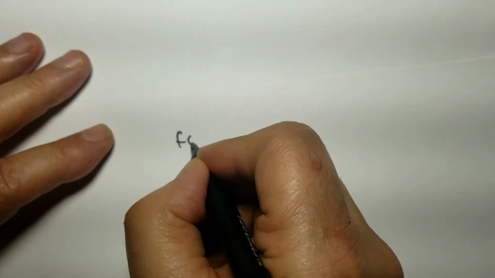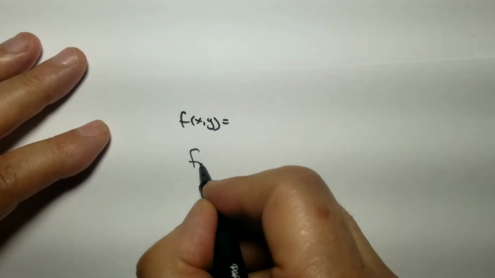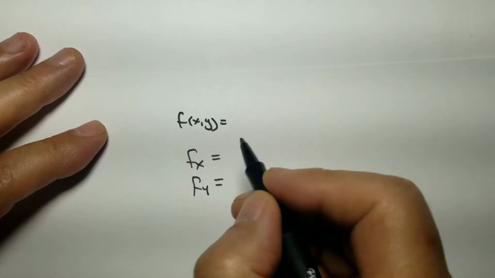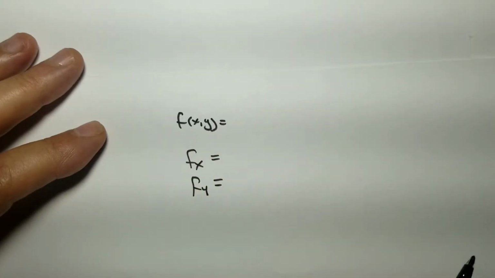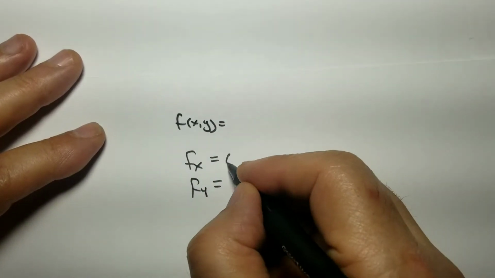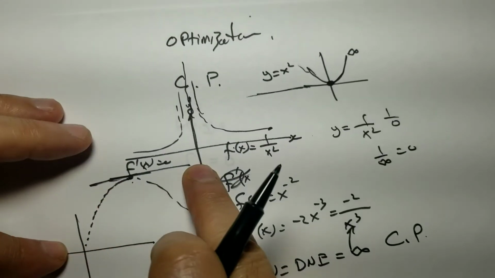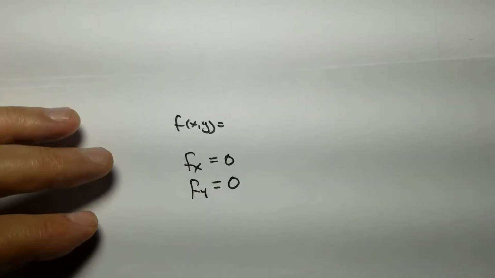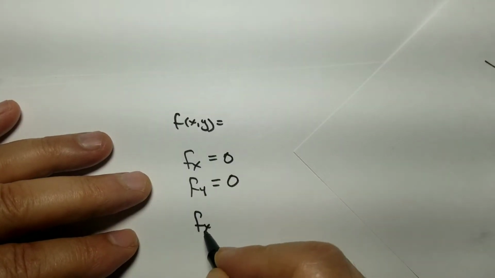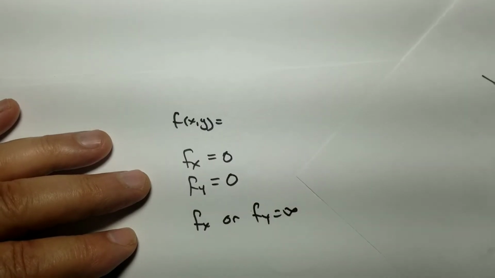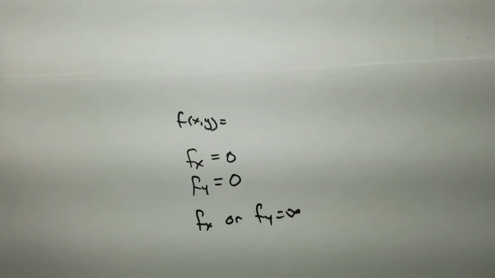When you come to a multivariable function, whatever f of x and f of y, if both of them are defined and you can set them equal to 0 and solve, that's a critical point. Or at least one of them, f of x or f of y, does not exist. These are critical points.